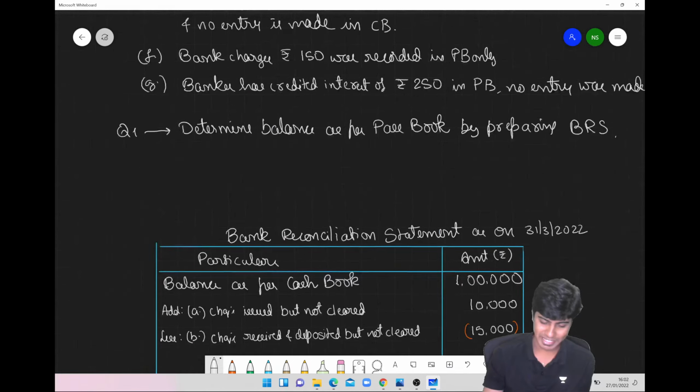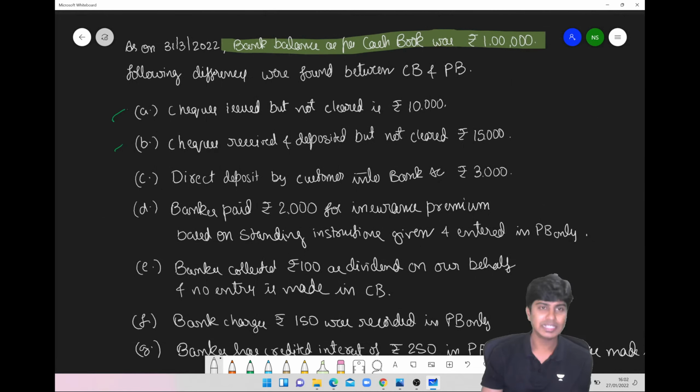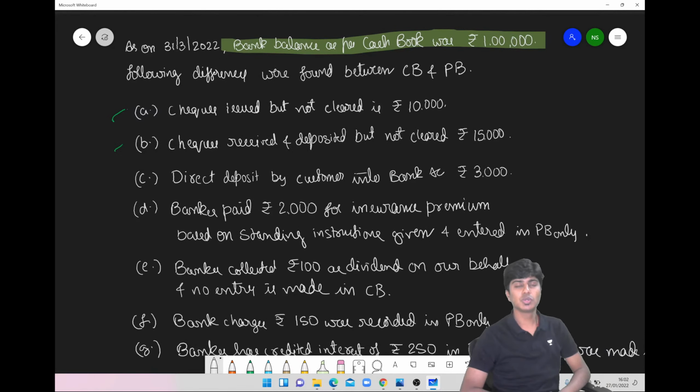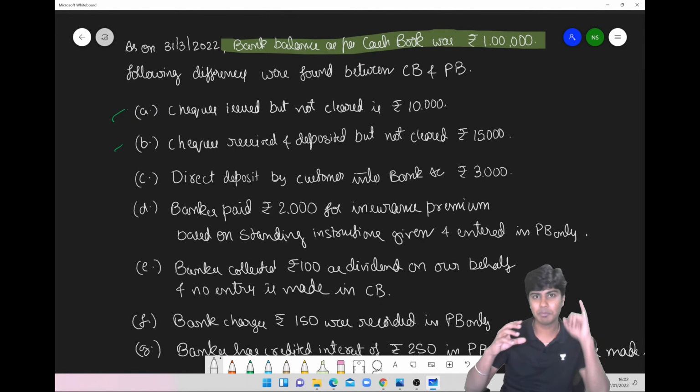Come on, we're done with the second one. Let's go to C. What do we have in C? Direct deposit by customer into bank account. This is rupees 3,000. So what has happened? Our customer has gone to the bank and directly deposited the money that he should pay us in our bank account. So when our customer directly deposits the money that he should give us in the bank, what happens? Our bank balance increases.